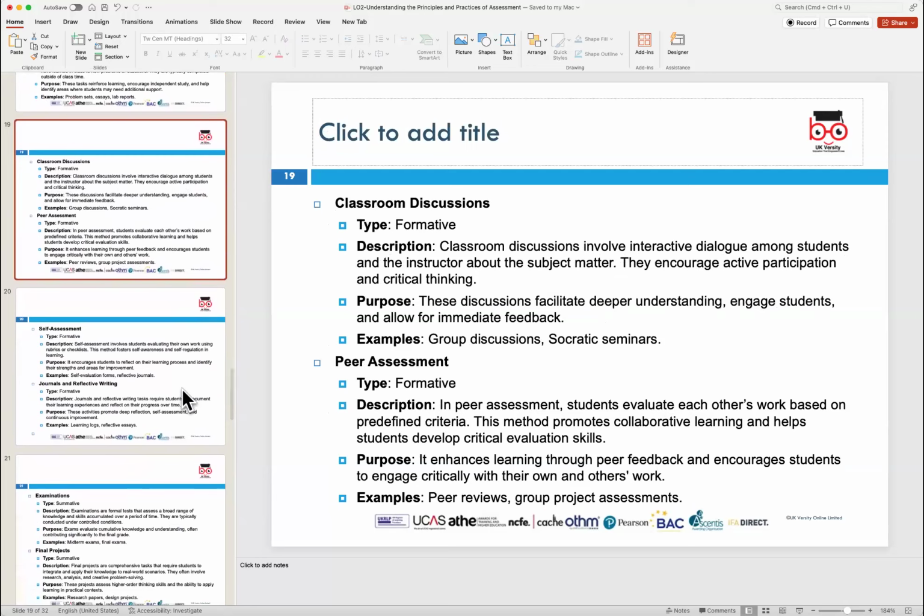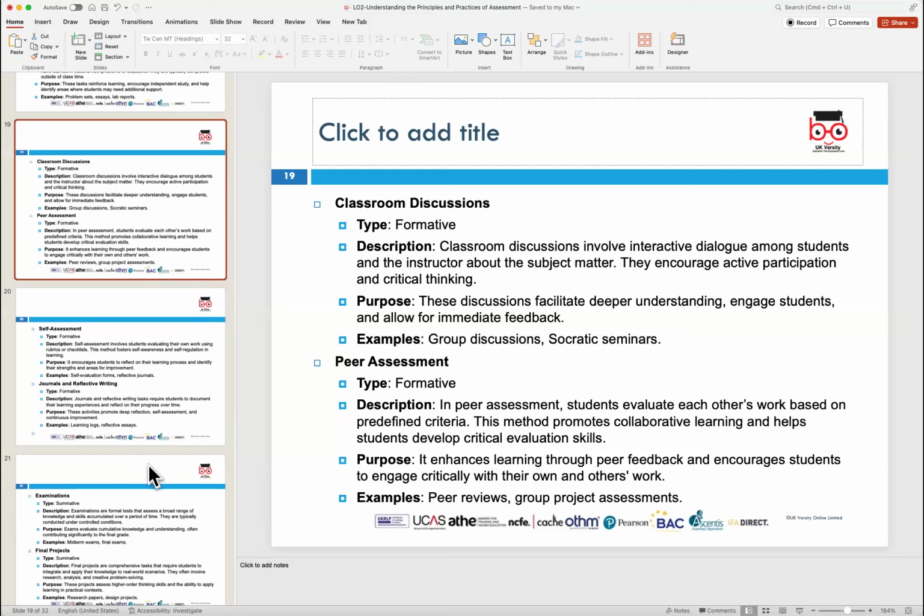Classroom discussions tend to be again formative. This is to involve dialogue among students. This is to involve them to start thinking creatively, discuss, work together as teams to achieve a goal or an objective. This encourages participation and obviously critical thinking.